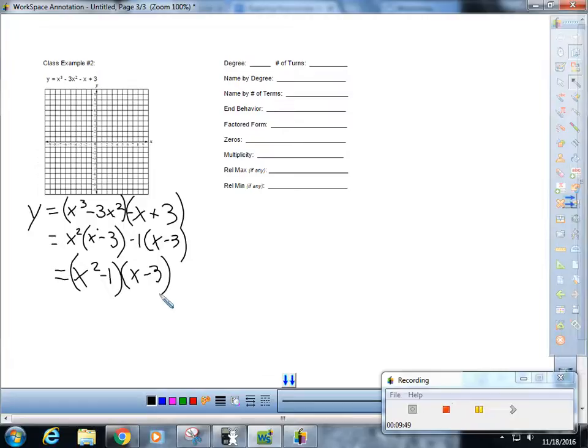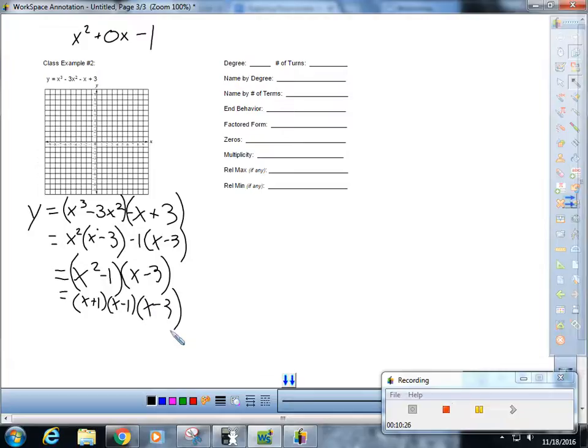Now, this is a little tricky. Do you remember how to factor the difference of squares? If not, can you please consider this thing to be x squared plus 0x minus 1? Because that is factorable. Two numbers that multiply to be negative 1 and add to be 0. So we rewrite this as x plus 1 times x minus 1 times x minus 3.